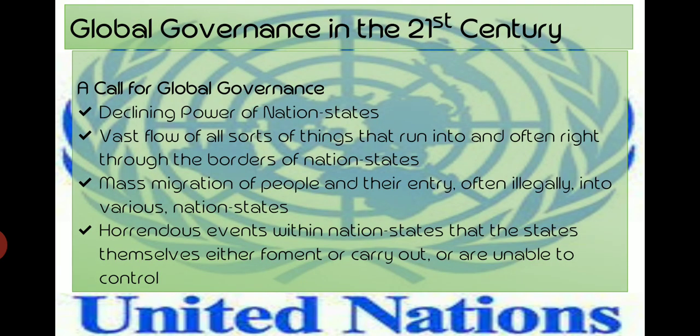So, global governance in the 21st century. A call for global governance. What are the causes of the call for global governance? First, declining power of nation states. There are several nation states whose power, their sovereignty, are declining. Kaya kailangan ng global governance.